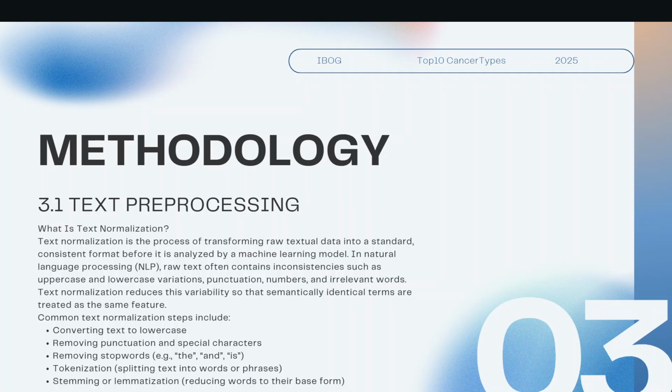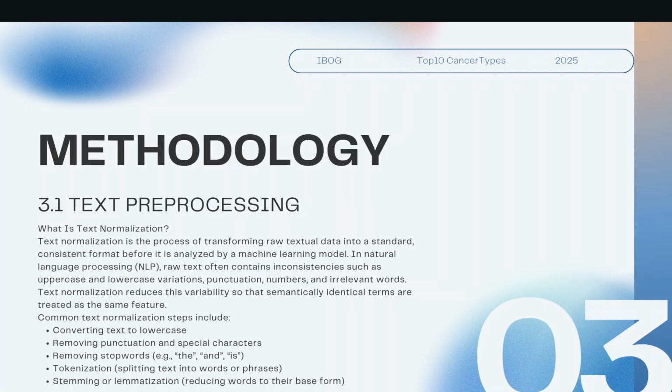So first of all, what we used was text processing. Before we go on, we should know what text normalization is. Text normalization is the process of transforming raw textual data into a standard, consistent format before it's analyzed by a machine learning model. In natural language processing, raw text often contains inconsistencies such as uppercase and lowercase variations, punctuation, numbers, and irrelevant words. Text normalization reduces this variability so that semantically identical terms are treated as the same feature.